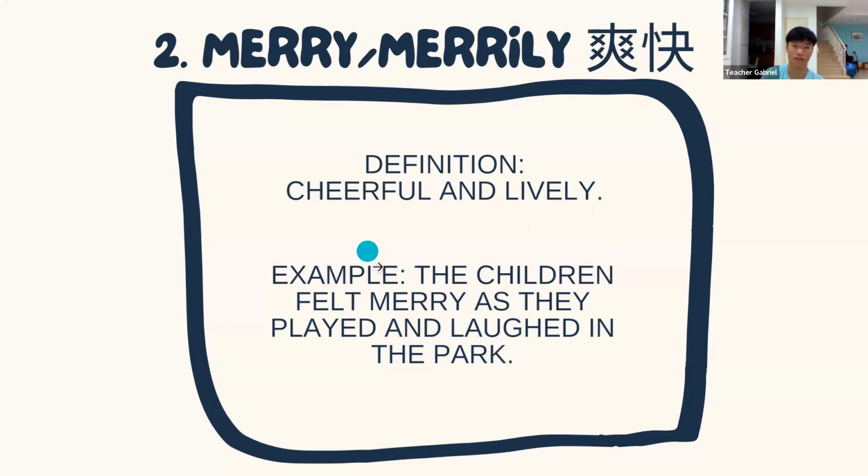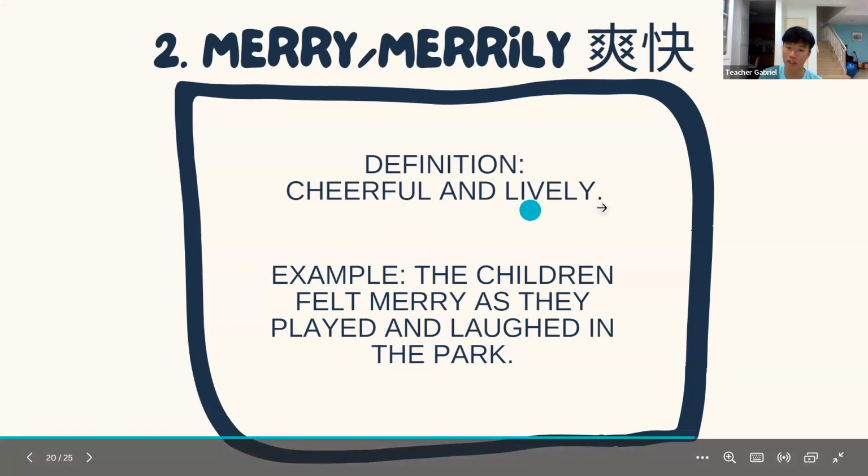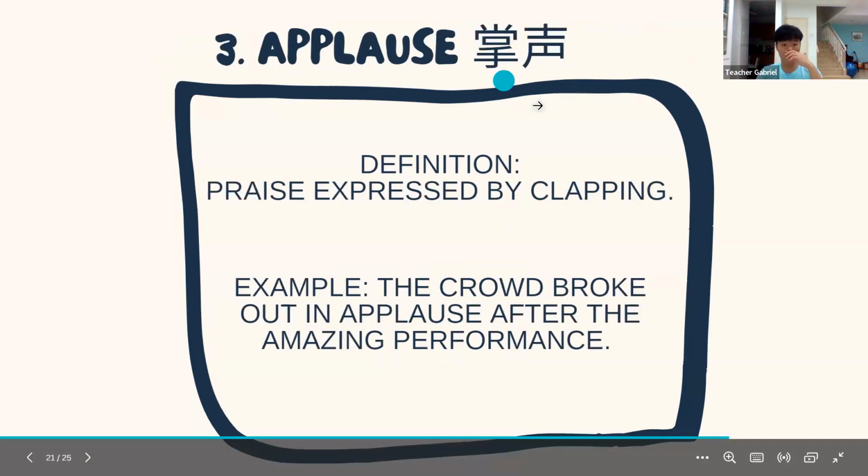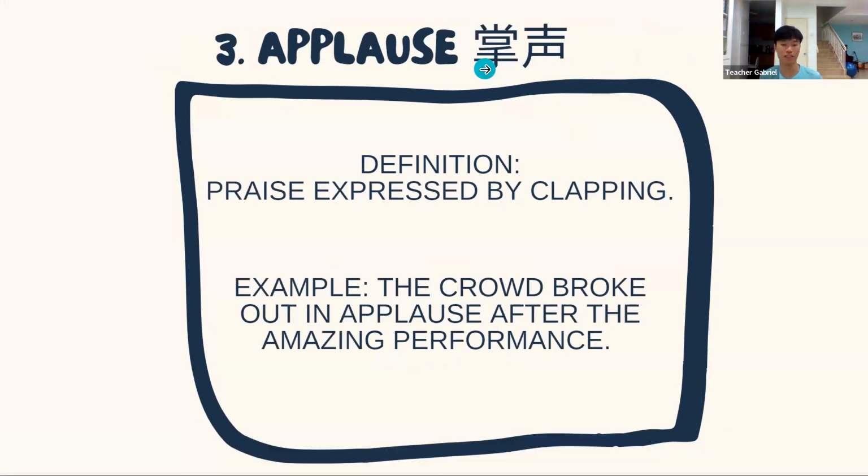As they laugh in the park, so we can say they are very cheerful and lively. Okay, so number 3, applause, 是掌声, 鼓励. Okay, so applause, what's the definition? It means praise expressed by clapping. 就是 clapping, praise, 因为他们称赞你嘛. Wow! Okay, we call that applause. Like sometimes they stand up and applaud, we call that standing ovation. Okay, so 他们站起来拍手的时候, we call that standing ovation. So they stand up and applaud is standing ovation.